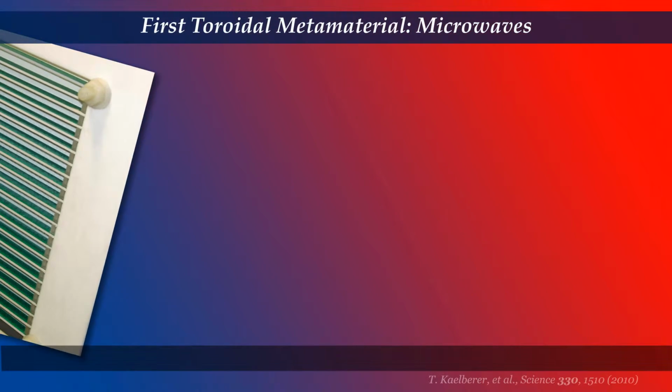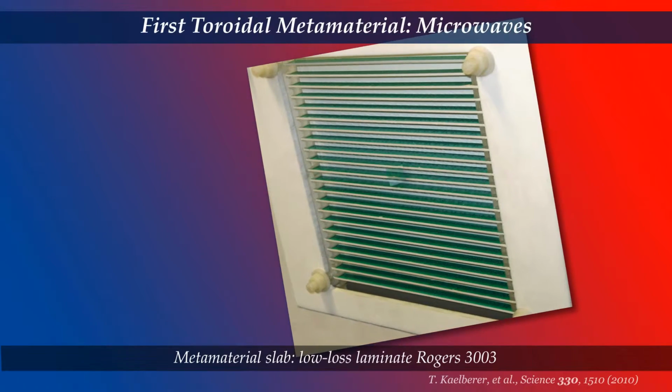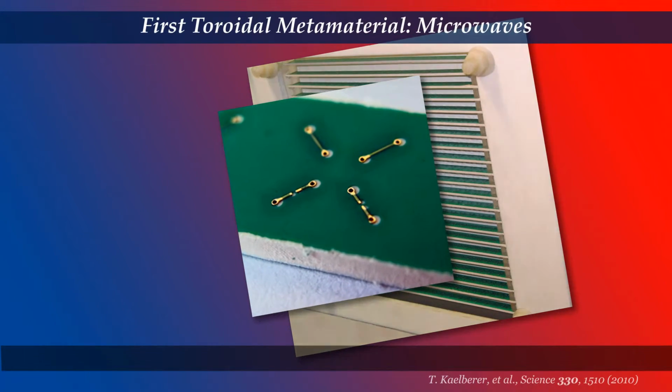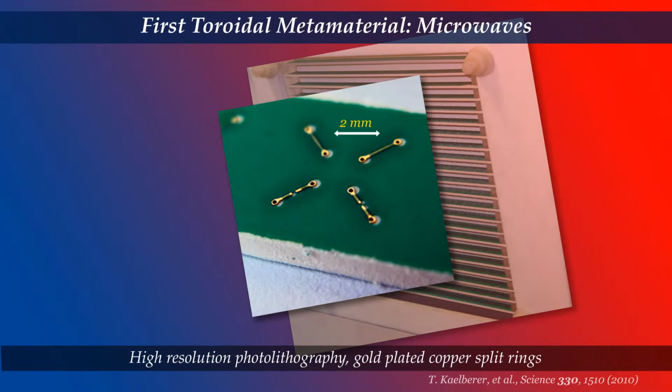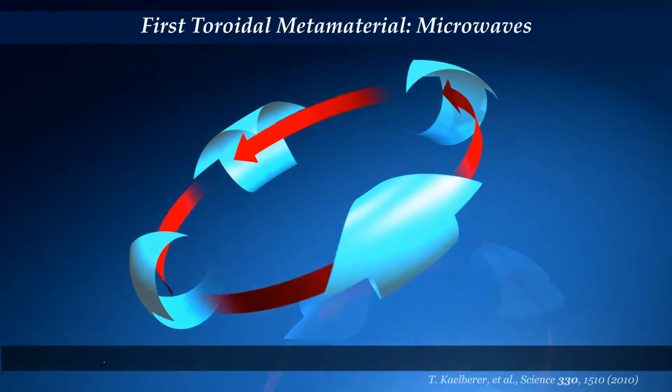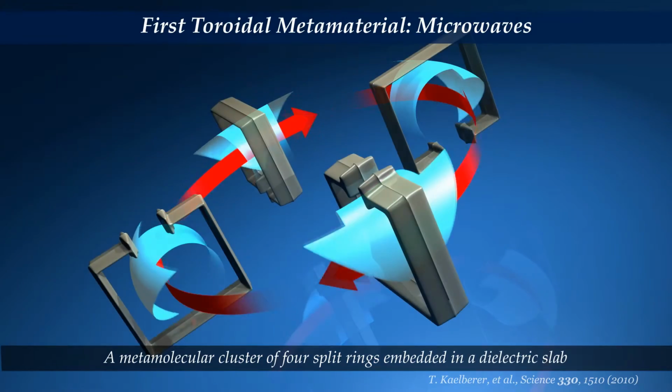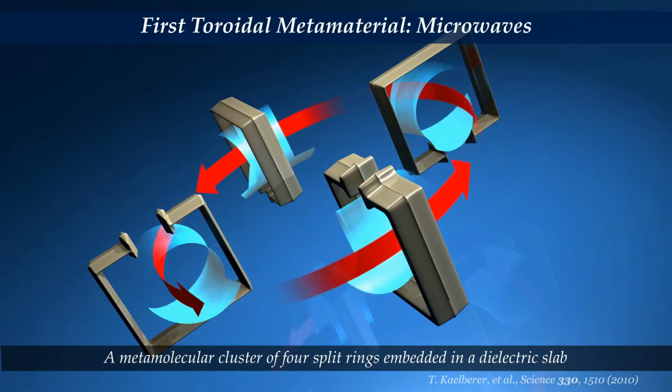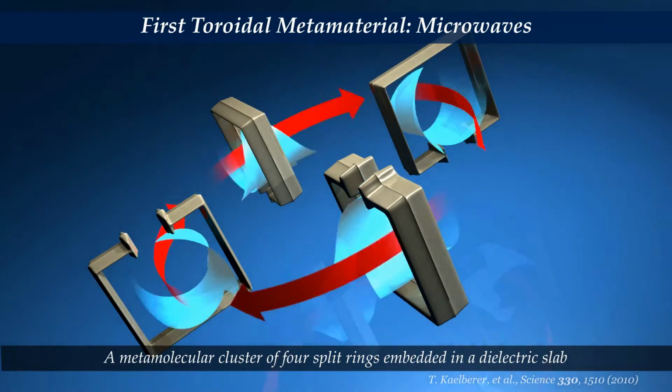Experimental study of toroidal excitations is challenging because they are weak and usually masked by effects due to electric and magnetic multipoles. To meet this challenge, we have used a metamaterial approach. We designed a metamaterial where the conventional electric and magnetic response was substantially suppressed, while toroidal dipole excitation was spectrally isolated and resonantly enhanced to a detectable level. The first toroidal metamolecule comprised a cluster of 4 split rings embedded in a supporting dielectric slab and was optimized to operate in the microwave part of the spectrum.